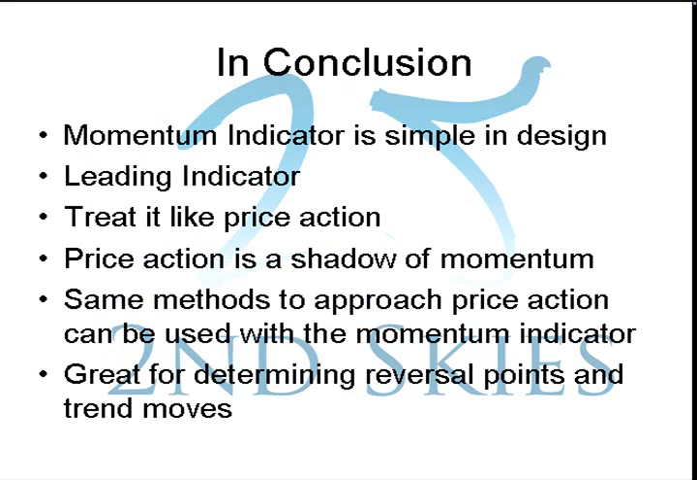To sum it all up, the momentum indicator I find is very simple in design. It's a leading indicator, one of the few leading indicators out there, which makes it kind of unique. And because you can treat it like price action, it's very easy to translate the information coming out of the momentum indicator and how that refers to price action. Very, very powerful. Because price action is often a shadow for momentum, you can use the same methods that you approach price action with on the momentum indicator. AKA, you can draw trend lines, you can pull Fibonaccis on it to see if momentum is ahead or behind the price action, and it's also great for using momentum to determine reversal points when trend moves, when to take profit when you see the divergence, or when potential reversal points are coming up so that you can trade that reversal.